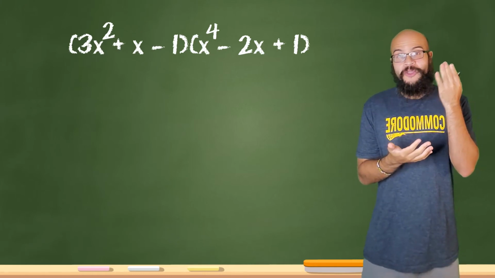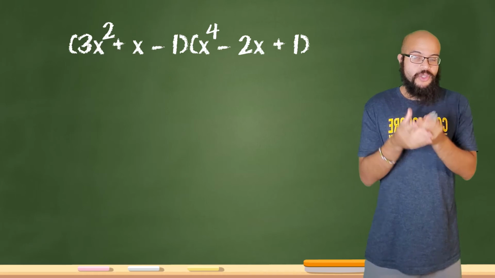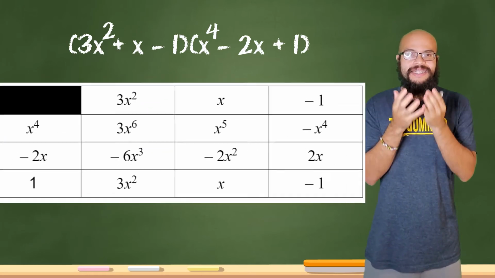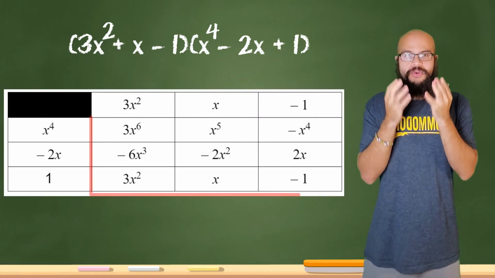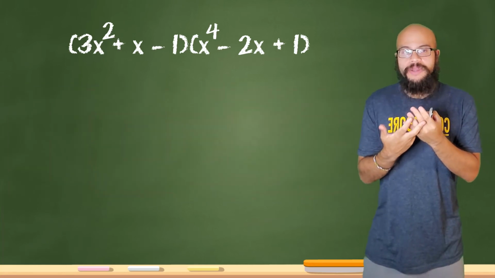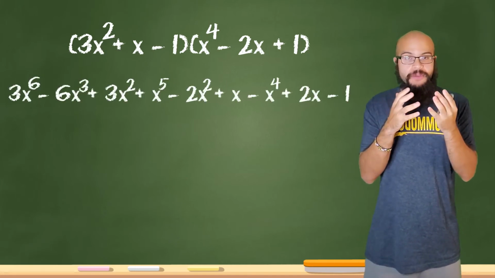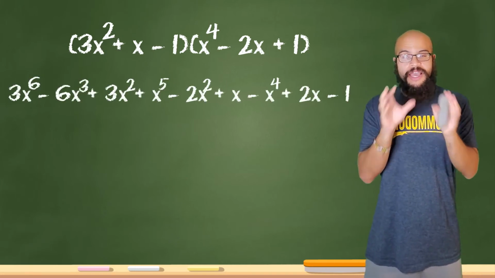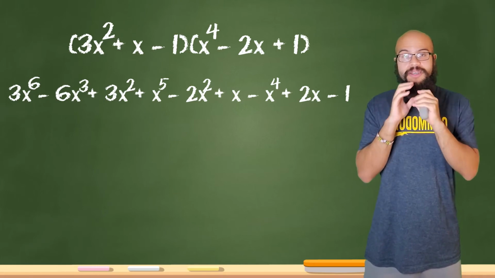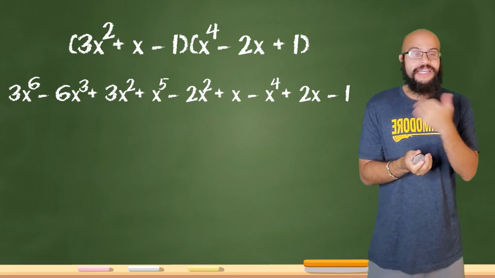Your grid may look a little different, once again, depending on how you set things up, but you should end up with these 9 terms in your grid. Now, if you decide to use the distributive property, you're going to end up with the same 9 terms. So do a quick check whether you did the grid or the distributive property, and make sure you have all the terms, the 9 different terms, correct. Because if you didn't get the 9 terms correct, you're not going to be able to simplify correctly.